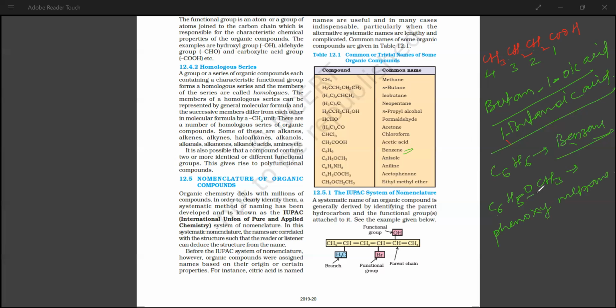In this case, this O is attached with the phenyl group, not with the methyl group. Or you can write this as methoxybenzene. Either this O will be attached with this CH3 or with this C6H5. If it is attached with C6H5, then it will be phenoxymethane. And if this O is attached with this methyl, then it will be methoxybenzene.